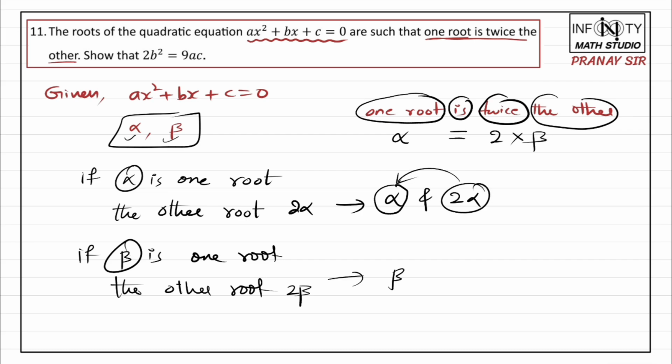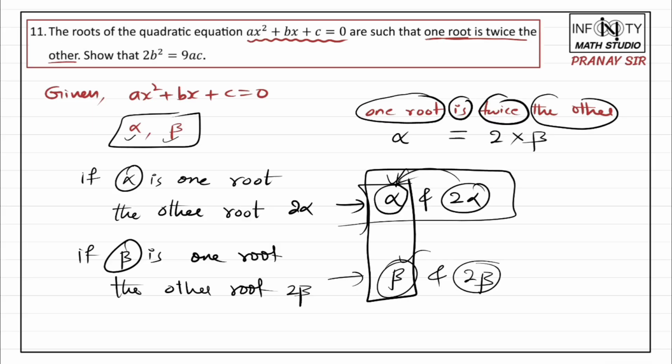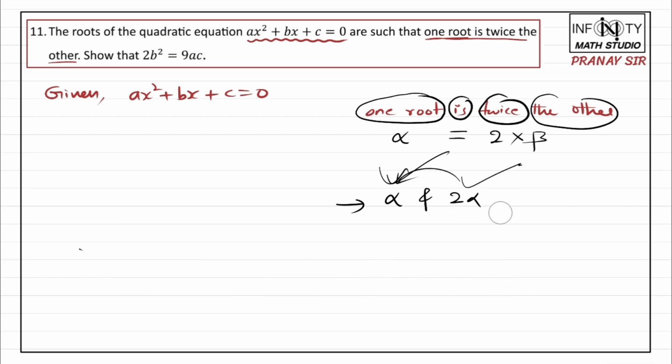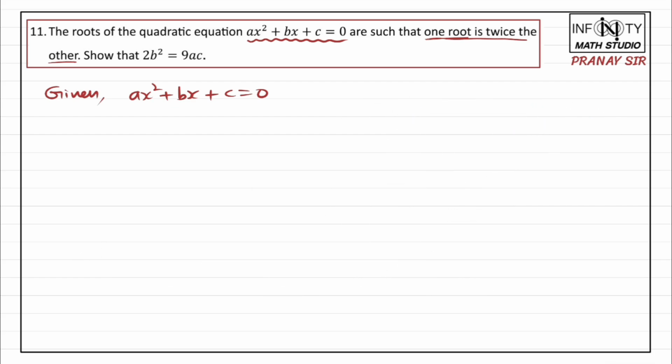Next, if beta is the one root that you assume, its twice is 2 beta. Generally we take alpha and beta, but in this case we have to assume in this way. So alpha and 2 alpha are the roots, or beta and 2 beta are the roots. In this way we have to assume. If you take alpha and beta, you will not get the answer. Okay, this is the logic that we have to apply in solving this problem. That's where students felt more complicated. Alright, now we will see the actual solution.